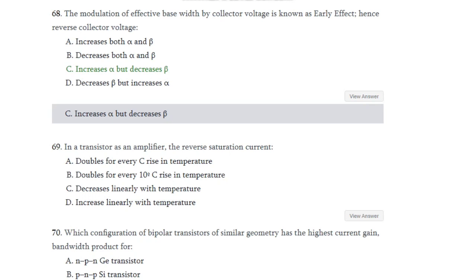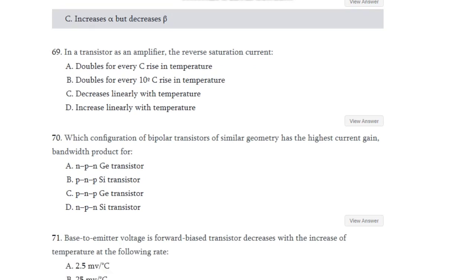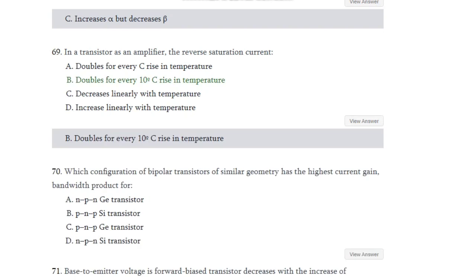In a transistor as an amplifier, the reverse saturation current: first, doubles for every degree Celsius rise in temperature; second, doubles for every 10 degrees Celsius rise in temperature; C, decreases linearly with temperature; and D, increases linearly with temperature. And the answer is B, that is doubles for every 10 degrees Celsius rise in temperature.